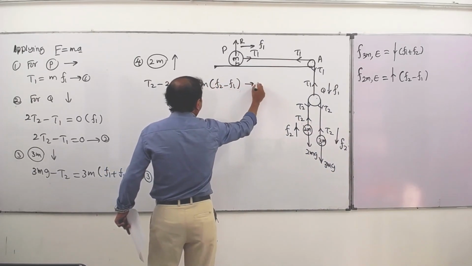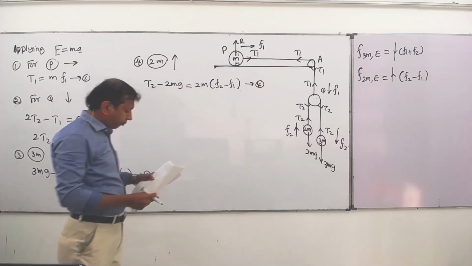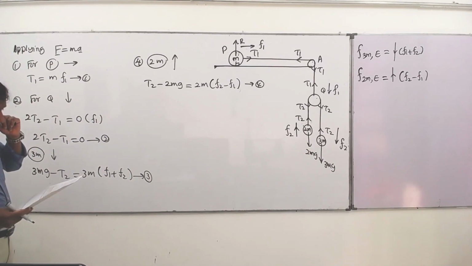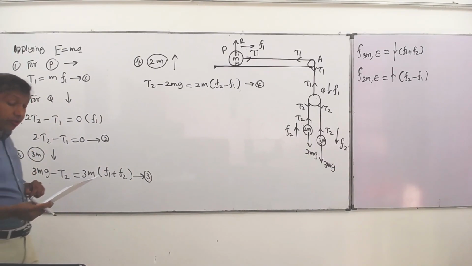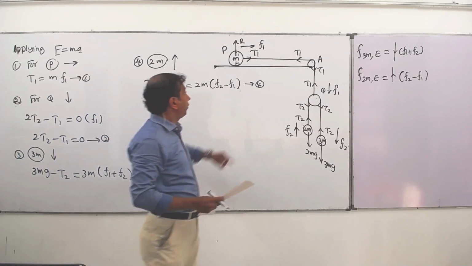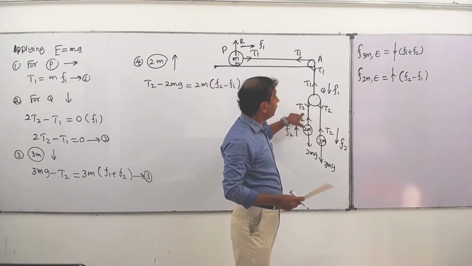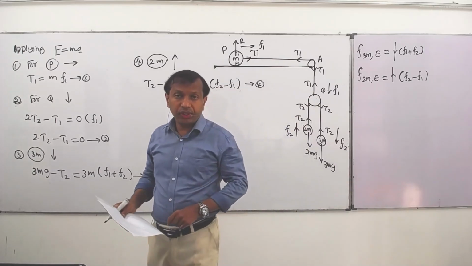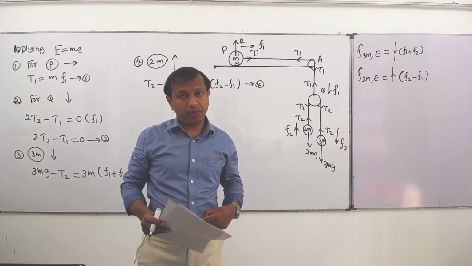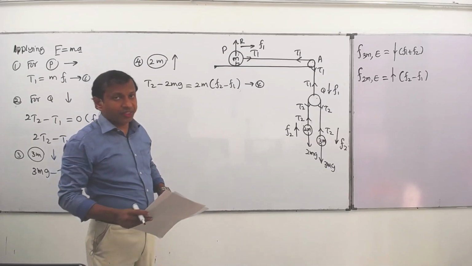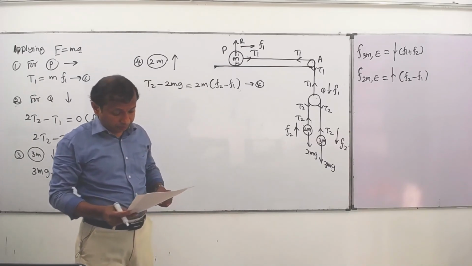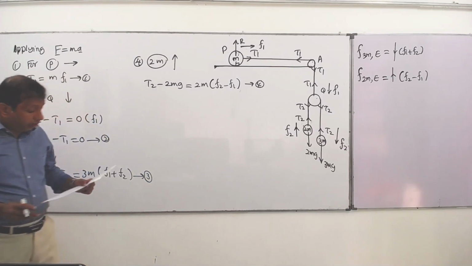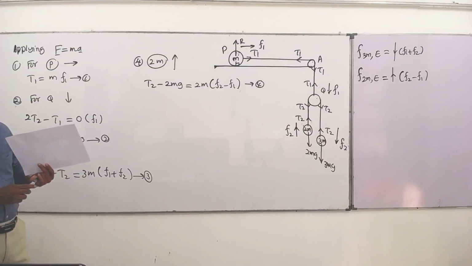This is number 4. Now, the question asks us to obtain equations sufficient to determine the acceleration of Q. So how many unknowns are there? T1, T2, two unknowns; f1, f2, the other two; altogether 4 unknowns. 4 equations are there, so we can find them. Sufficient equations we have written. That is that question. Next question, number 8.